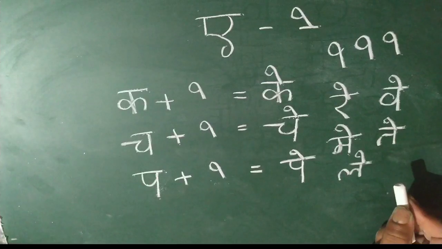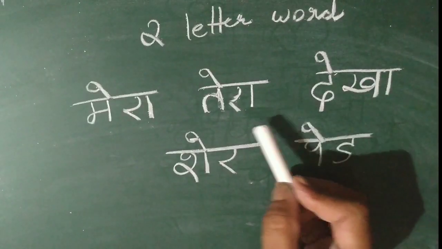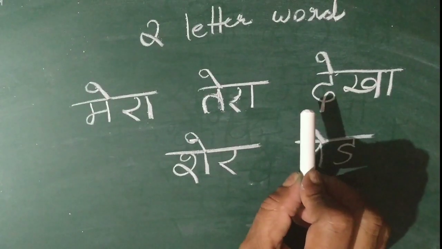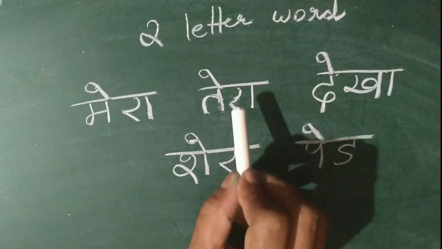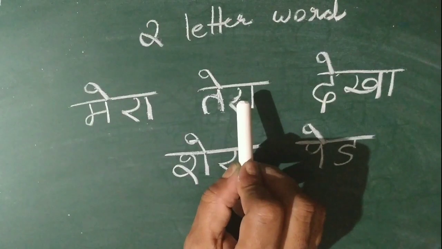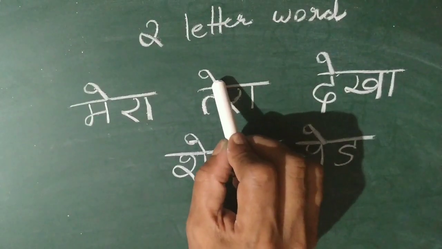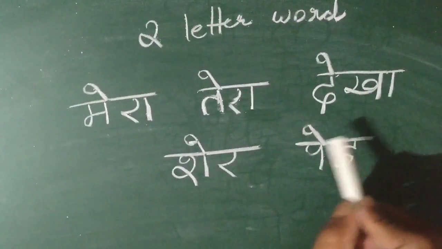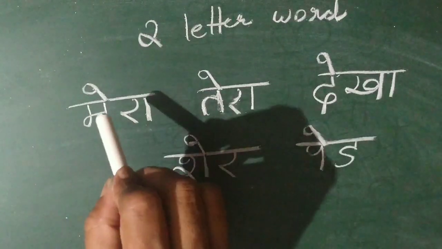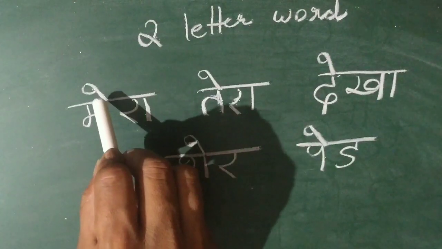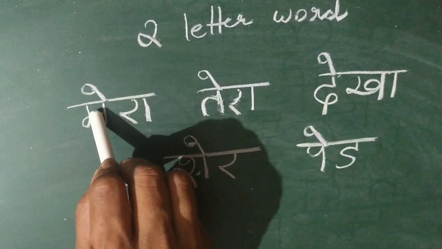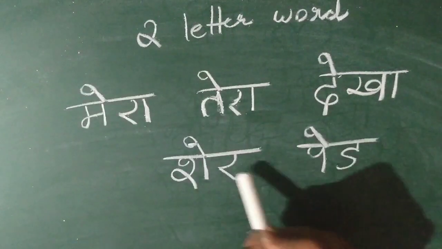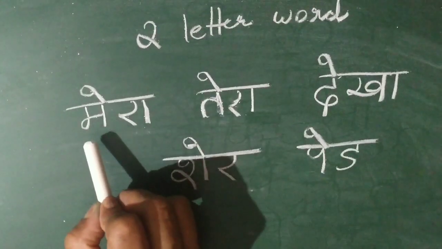Got it? Clear, children? These are the two letter words with E ki matra. E ki matra is always added above the letter. Right? See, here five words are there. We can see A matra on the first letter. Right? Now let us try to read these words. Read it.